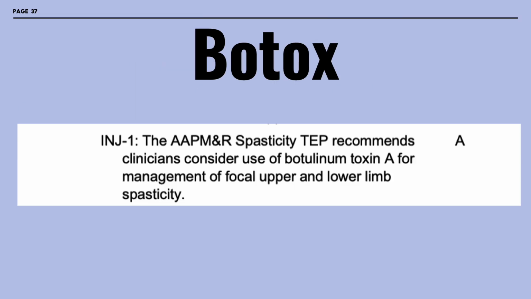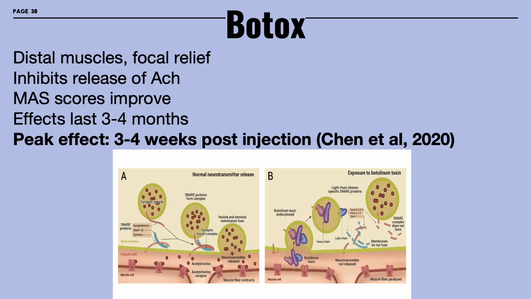Now, Botox is rated an A for focal upper and lower limb spasticity. So, like we said, it's typically for one or two muscles. It's very focal relief, so very specific relief. It inhibits the release of acetylcholine at the synapse over here, so messing with these SNARE complexes to form at the synaptic terminal. And it's been shown to improve modified Ashworth scores, so that marker of muscle tone. And its effects last about 3 to 4 months, with its peak effect being about 3 to 4 weeks post-injection.